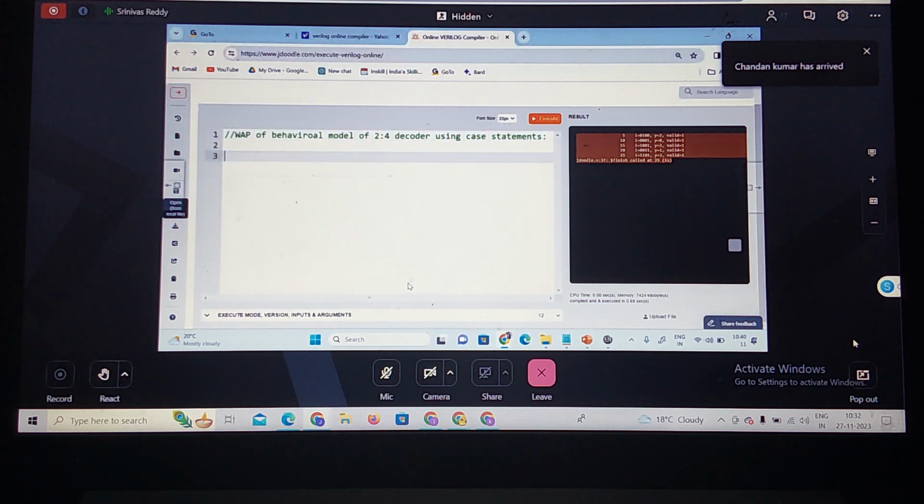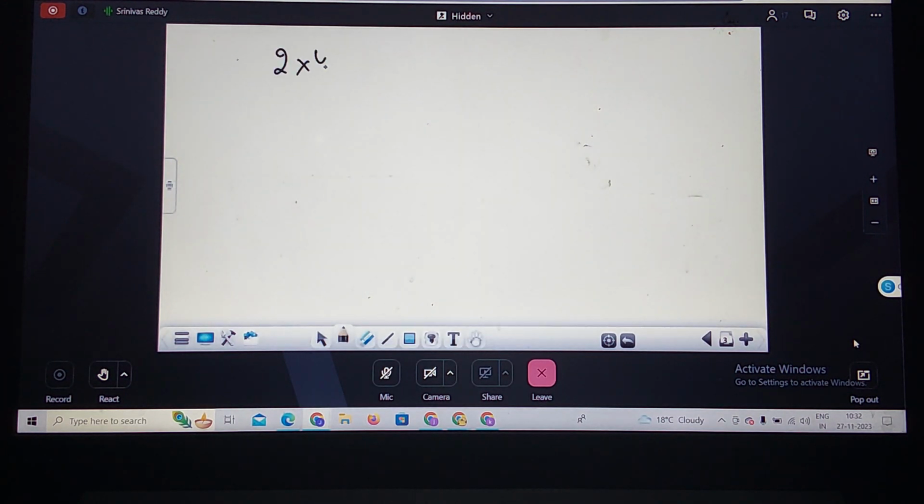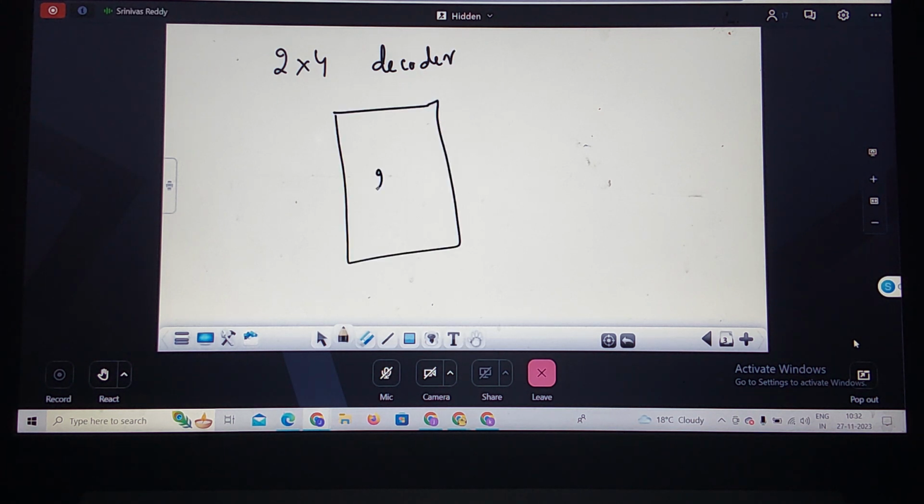Using case statements. What is a 2x4 decoder? How many inputs will it have? Two inputs, correct. So if I write the model for a 2x4 decoder, it has 2 inputs and 4 outputs. I take the 2 inputs as A and B, and the outputs as Y0, Y1, Y2 and Y3. I take the inputs also as a vector, X0 and X1.